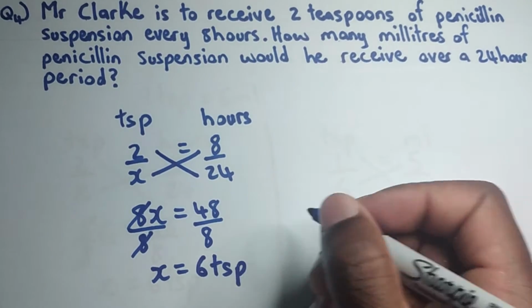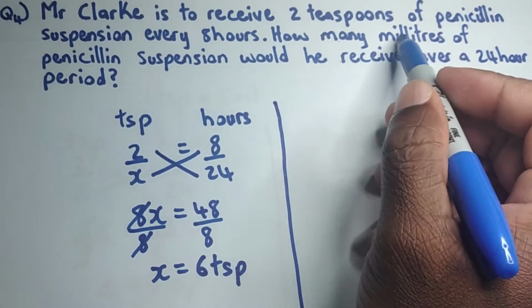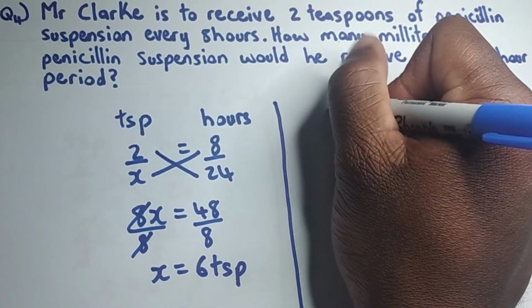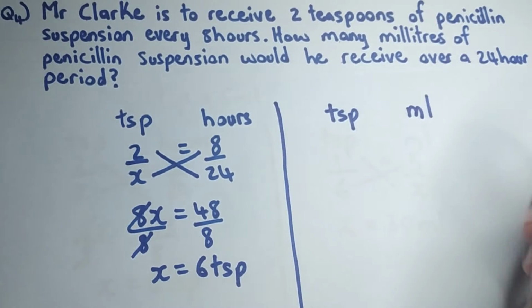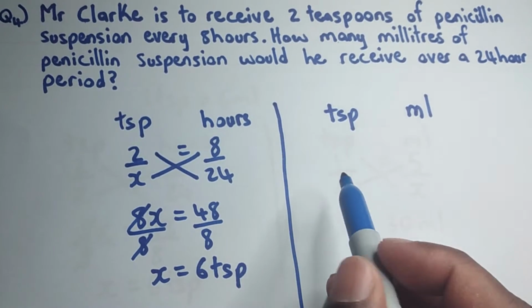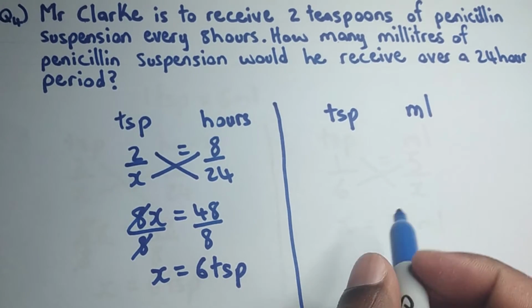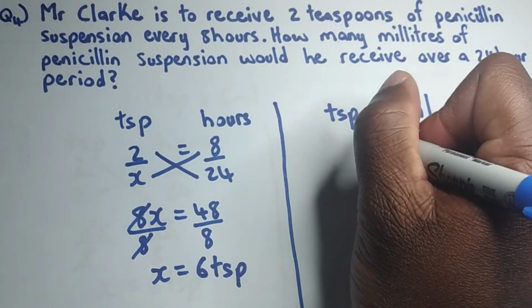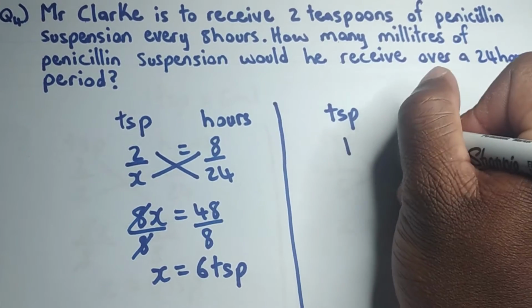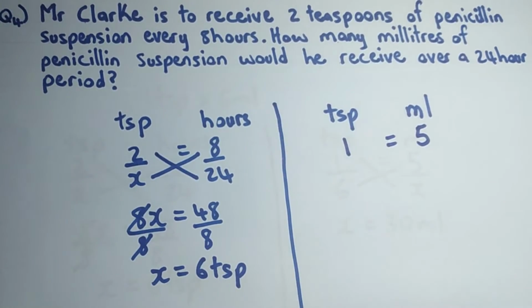Now what we want to know is the equivalent of these 6 teaspoons in what? Milliliters. So we need to compare teaspoon with milliliters. All right. So in order to solve the question, we need to know the conversion. Now the conversion of teaspoon to milliliters is a key thing that we have to know. 1 teaspoon is equal to what? 5 milliliters. All right. So that's very important.